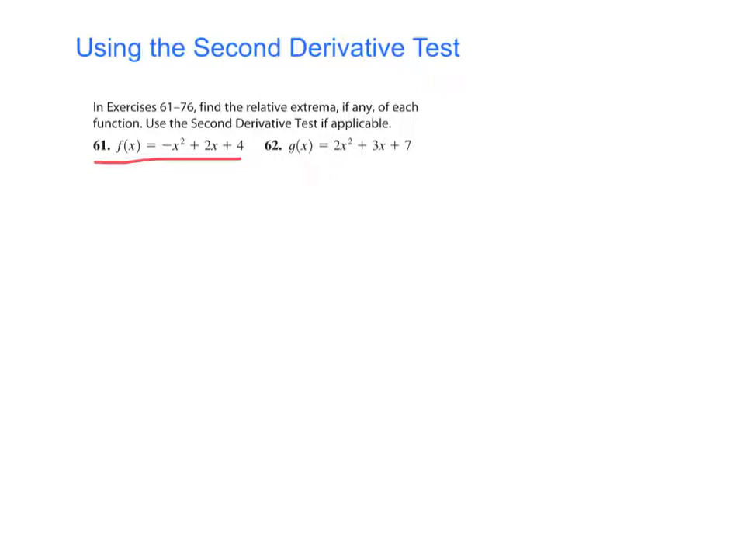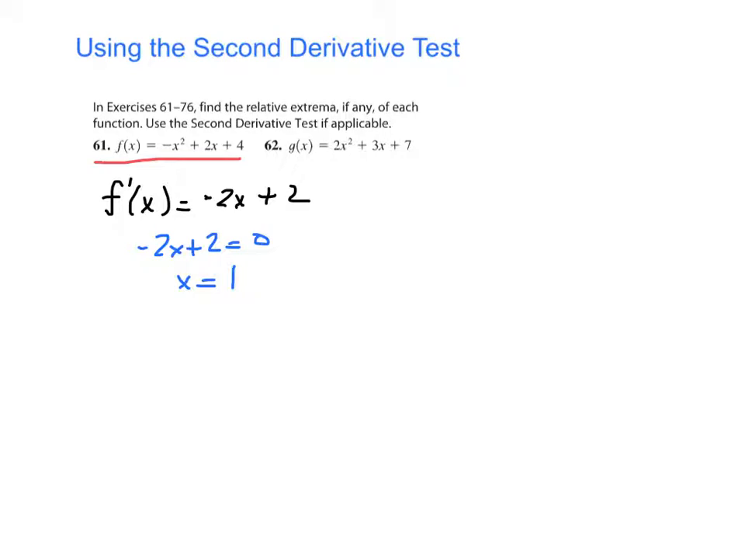and f prime of x is pretty easy to find. We're just going to use our power rule, and I think you'll agree that's negative 2x plus 2, and it's easy to find the critical points for that function. You set negative 2x plus 2 equal to 0, and you find out that x equals 1 with a little algebra. So the critical point is x equals 1.